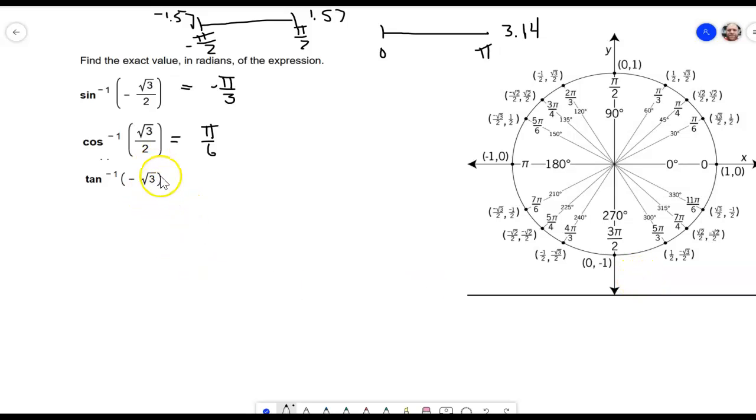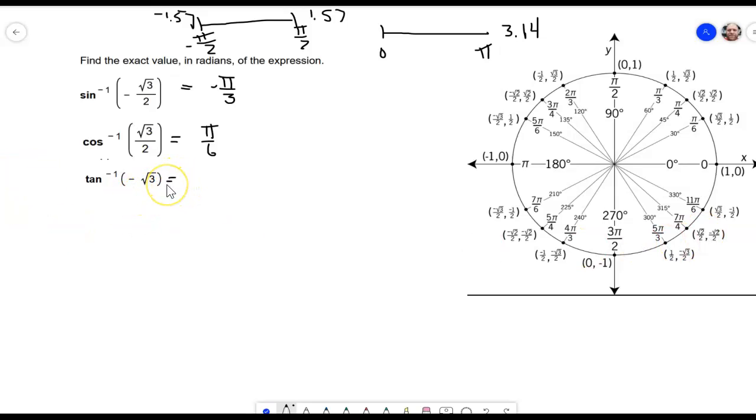And it has the root 3 in it, which tells me it either has to be this angle here or this angle here. So I'm really either looking at negative pi over 6 or negative pi over 3. Those are really the two possible angles that I'm looking at as far as the answer for this one.